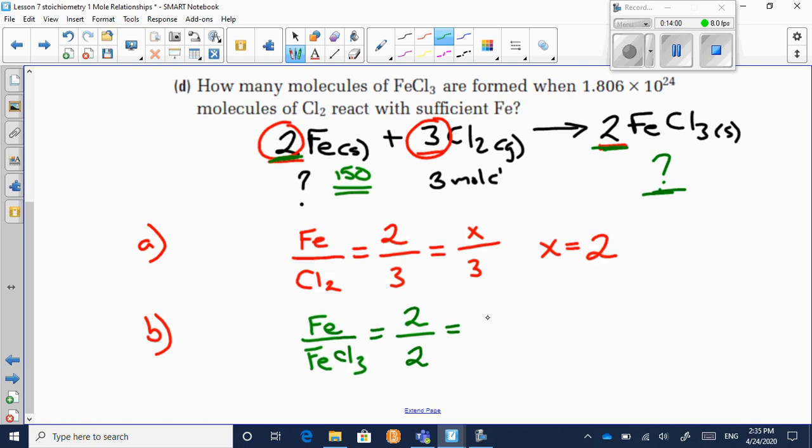But look, it told me in the question I have 150 atoms of the Fe and an unknown amount of FeCl3. That's my unknown. So again, we don't need to cross multiply or anything to solve this ratio. We can just see, well, if it's a 2 to 2 ratio, in other words, the same number on the top and the bottom, then X clearly must be the same number. So it's 150. So we know that if we have 150 atoms of the Fe, we will produce 150 of the FeCl3. Okay, let's try another one. C.